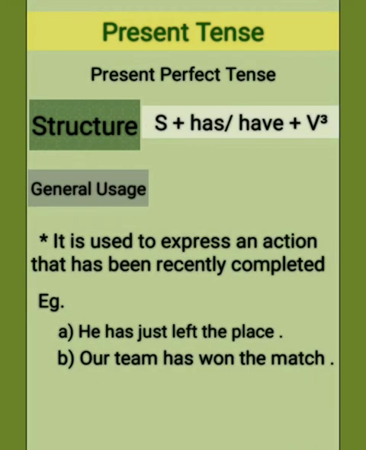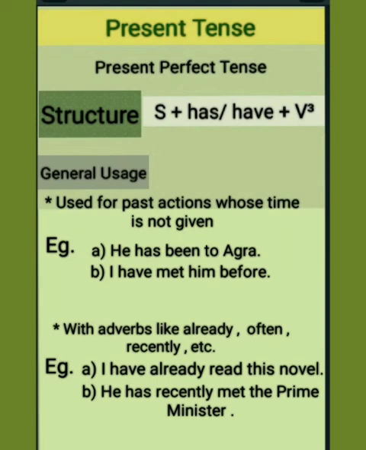Next is the present perfect tense, and the structure is subject plus has or have plus verb, third form. So, present perfect tense is used to express an action that has been recently completed. For example, he has just left the place. Sentence number two, our team has won the match. Then it is used for past actions whose time is not given. For example, he has been to Agra. Sentence number two, I have met him before.